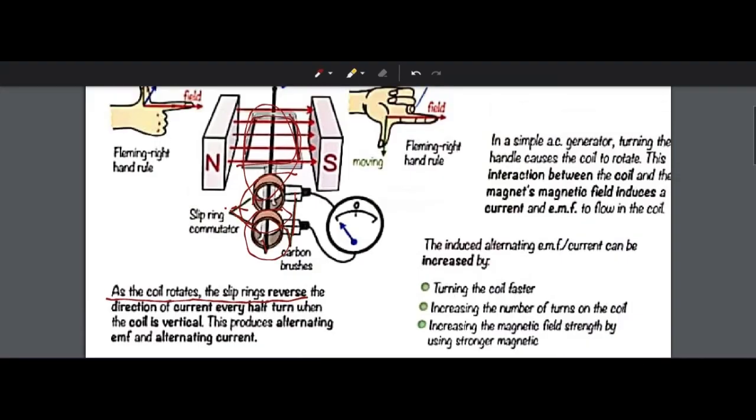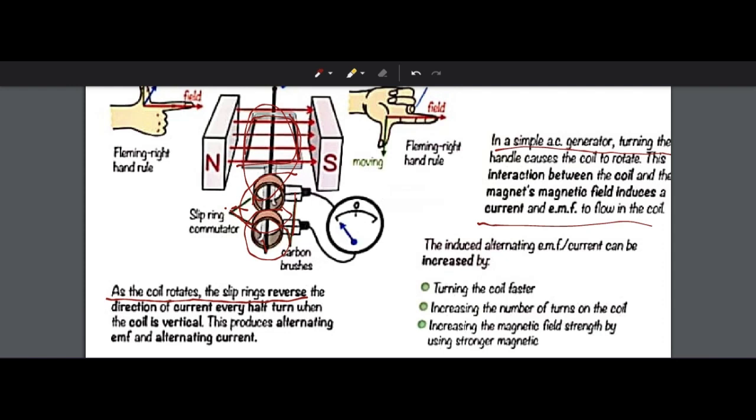Okay, very good. In a simple generator, turning the handle causes the coil to rotate. Now see this, turning the handle causes the coil to rotate. These are the turning handles which cause the coil to rotate, and this interaction between the coil and the magnet's magnetic field induces a current and EMF to flow in the coil. Okay, did you understand this line?